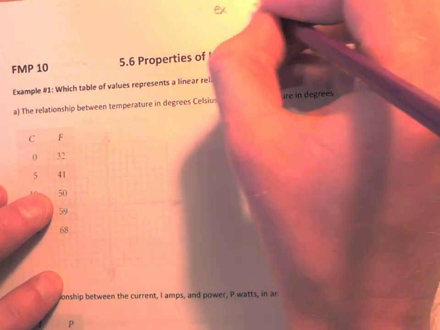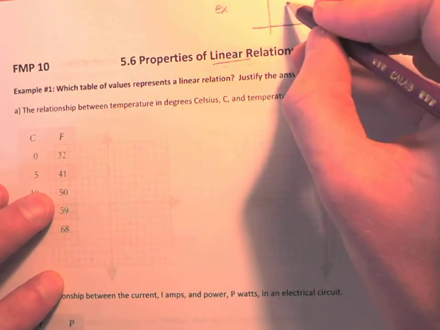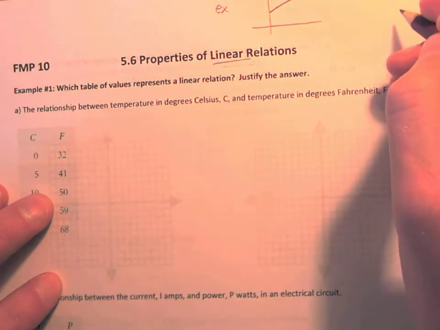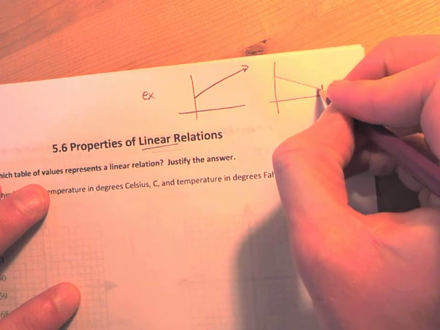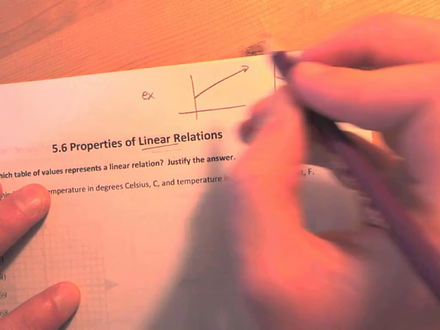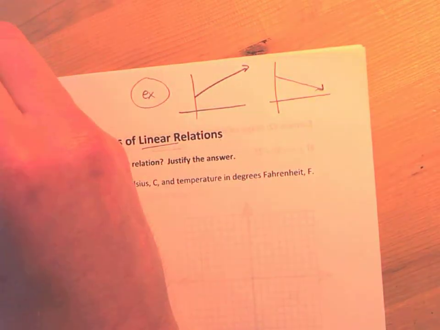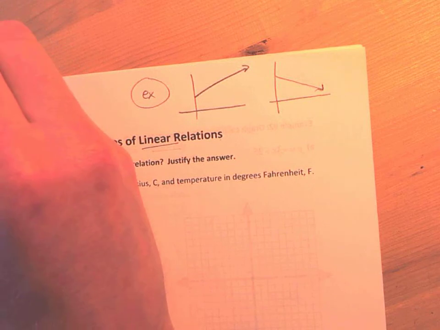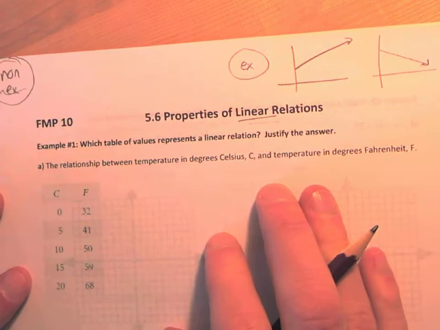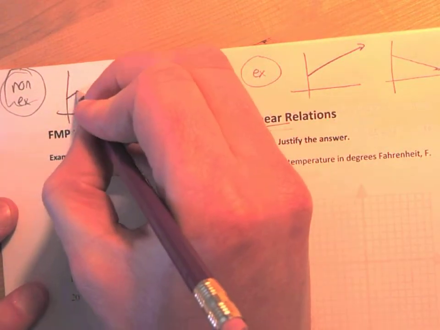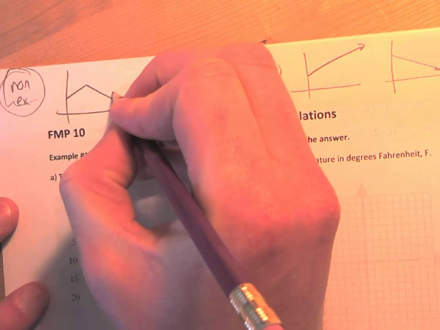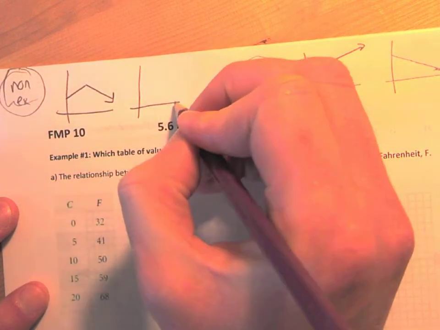So what does linear mean? I'll give you an example here. We have a line here. That's a linear relation right there. I'm going to draw another one here, and that's a linear relation. So these are examples, and now I'm going to give you some non-examples. Non-example here. So you have a graph here. Here's a non-example. And here's another non-example.